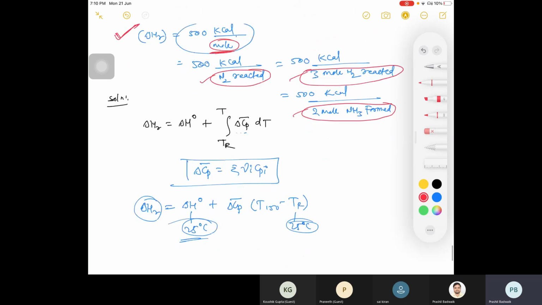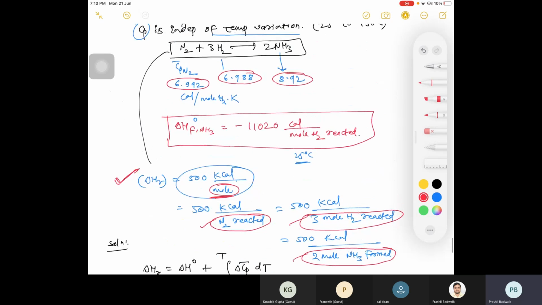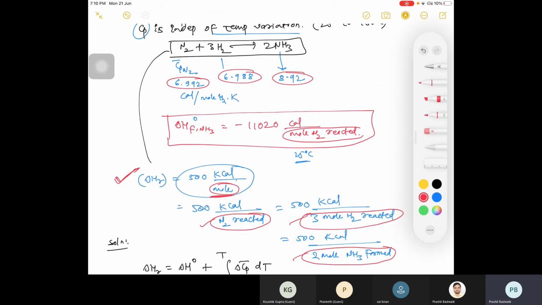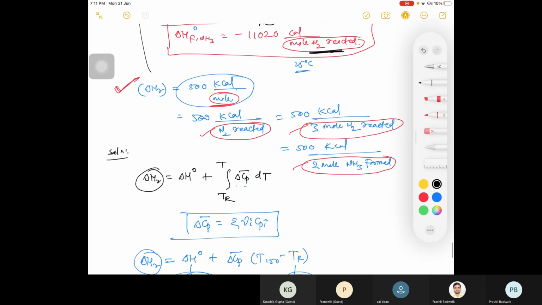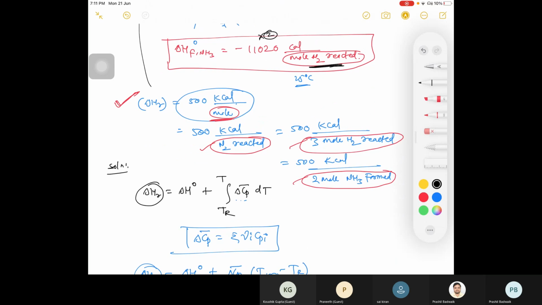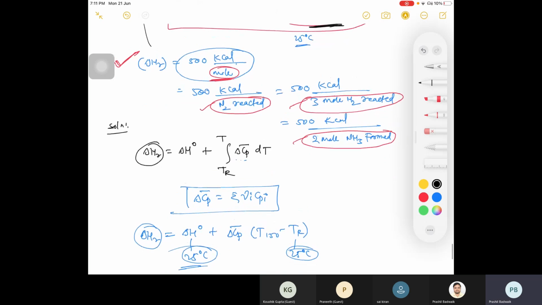So I think you have not considered this. It is written per mole N2 reacted, right? The value which is given is per mole N2 reacted. And per mole of N2 reacted, how many moles of ammonia are forming? 2, right? So you need to multiply this by 2. In the case of ammonia it is written, so we will have 2 times this value.